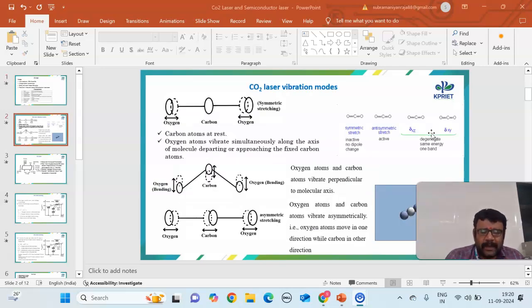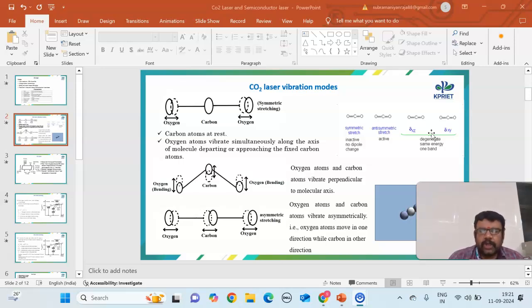Before going to the carbon dioxide laser working mechanism, we want to deal with the carbon dioxide laser vibration modes. Since we are dealing with the carbon and oxygen molecules in the carbon dioxide laser, we have to know what vibrations are taking place and how they take place. So we have three modes of vibration. The first one is the symmetric stretching mode, the second is the asymmetric stretching mode, and the third is the bending mode, or vice versa.